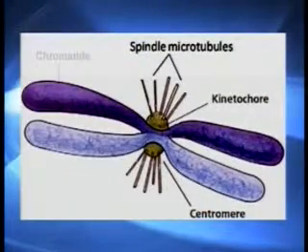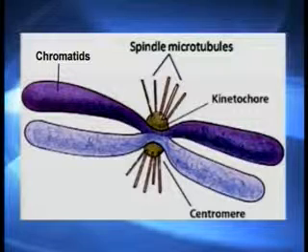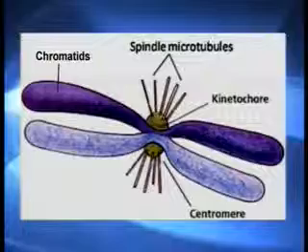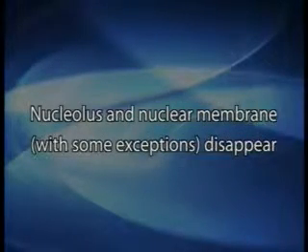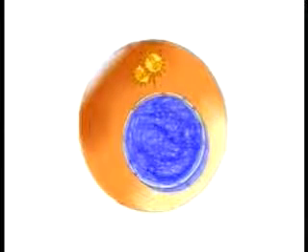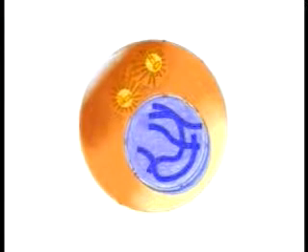In the late prophase, chromatids at the centromere will get attached to the spindle fibers with the help of the kinetochore. The nucleolus and nuclear membrane, with some exceptions, start disappearing. The centrosomes, which are the organizing centers of microtubules, begin to separate to opposite poles of the cell.